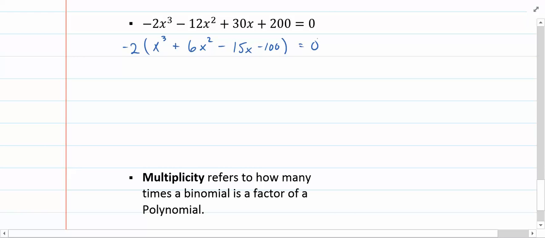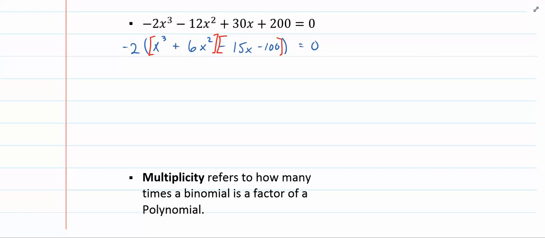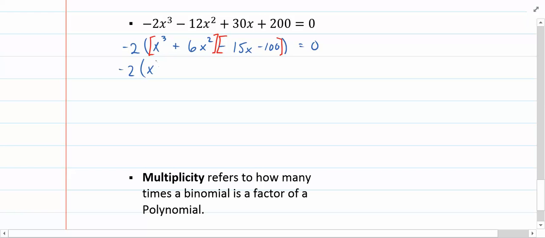Let's see if that gets us anywhere. We now have a 4-term polynomial that should be factored by grouping if possible. So we have the first 2 terms here and the second 2 terms here. They're inside a grouping symbol as it sits. So we have negative 2, and this leaves us with an x squared times x plus 6. Looks like the GCF for negative 15 and negative 100 is only negative 5. So if I factored out a negative 5, that would leave me with 3x plus 20.